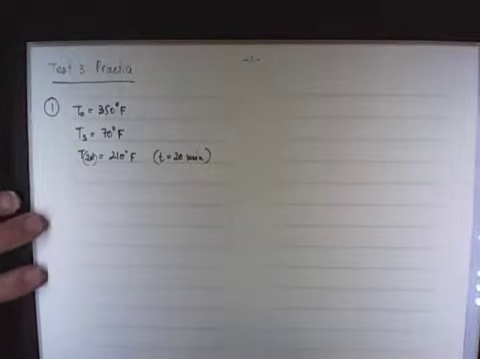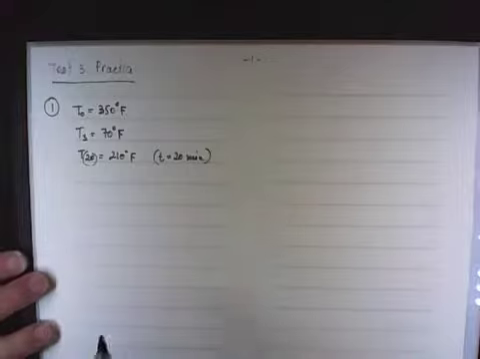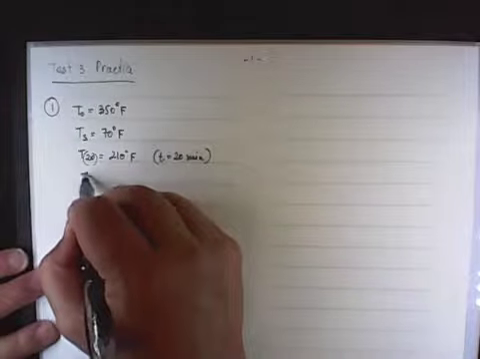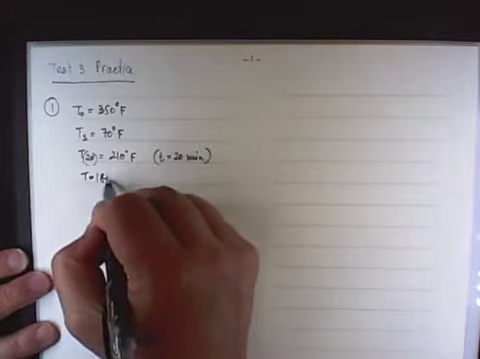Okay, cool. So the question is, how much longer? This is the tricky part. It's not the absolute time, but the time after 20 minutes. It will take the bread to cool to 180 degrees. So we're going to say that T equals 180 degrees.